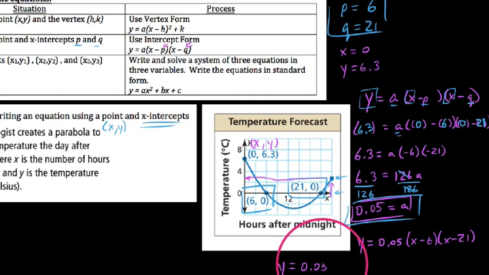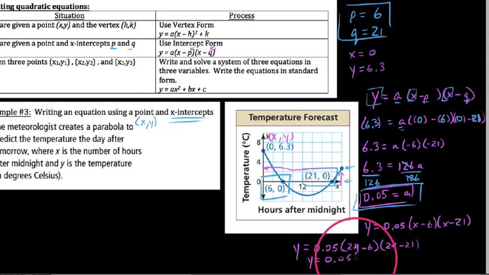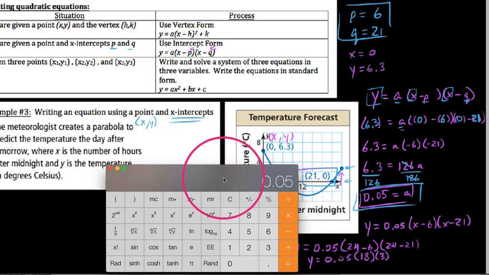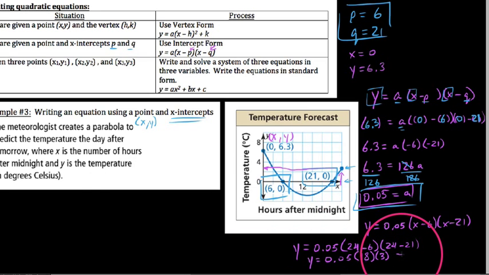We get 0.05. We'd have 24 minus 6 and 24 minus 21. Let's go ahead and simplify this. We get 0.05 times 18 times 24 minus 21 is 3. And we'll just use our calculators to carry out this calculation. So we have 0.05 times 18 times 3. So pretty darn good. We'd say it's about, or exactly in this case, according to our model, 2.7 degrees C, which is supported by this graph you see here.